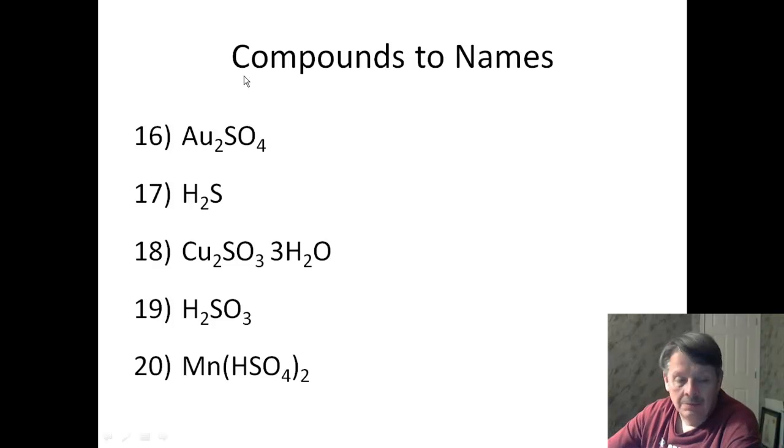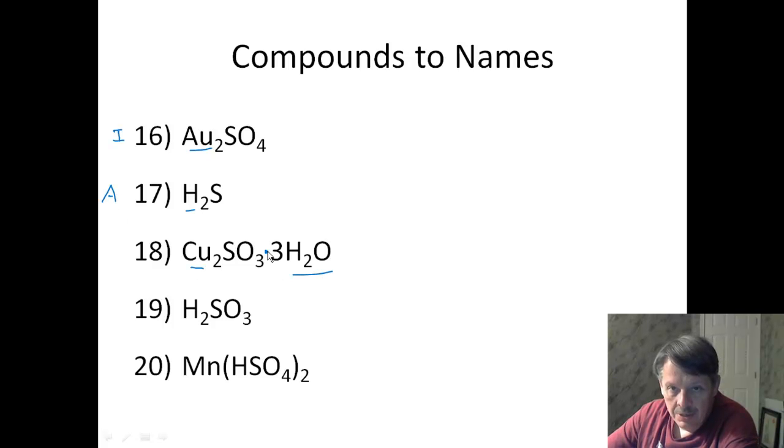All right. Let's look at this. This is gold, so it's a metal, so it's ionic. H, that's an acid. Notice this is a hydrate. So I'll name the beginning of it ionically. H2, that is an acid. And Mn, that is a metal, so this is ionic.